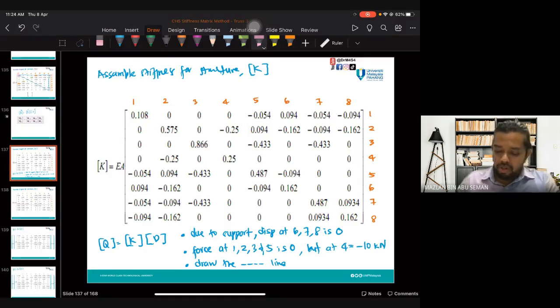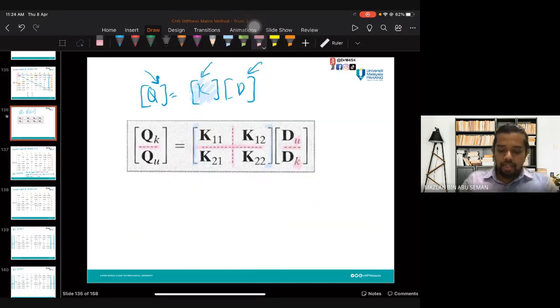Due to the support, we know displacement at 6, 7, 8 is 0. Then from your question, force at 1, 2, and 5, no force given, so 0. But at number 4, the force is downward. Downward is negative, so that is negative 10. Now we have to assemble this matrix in this shape.